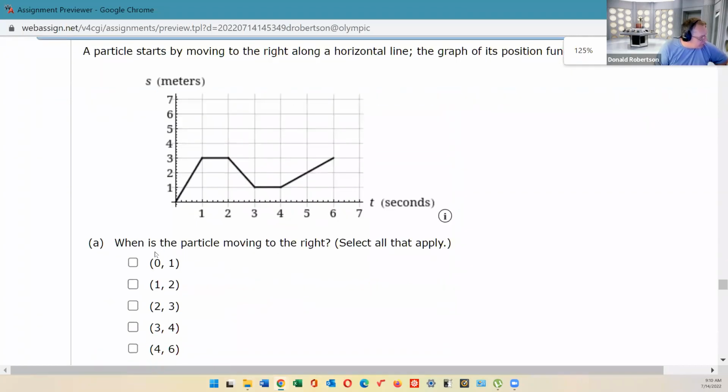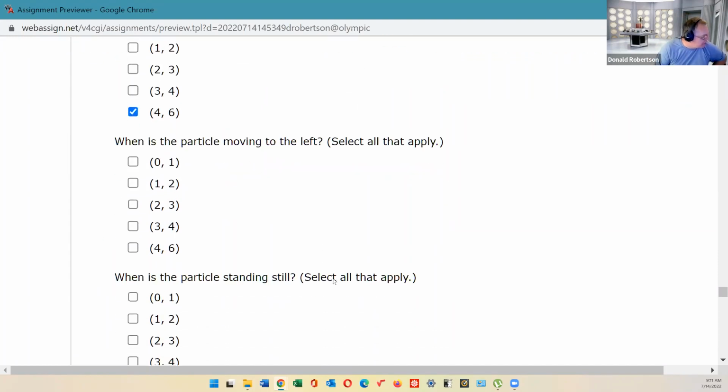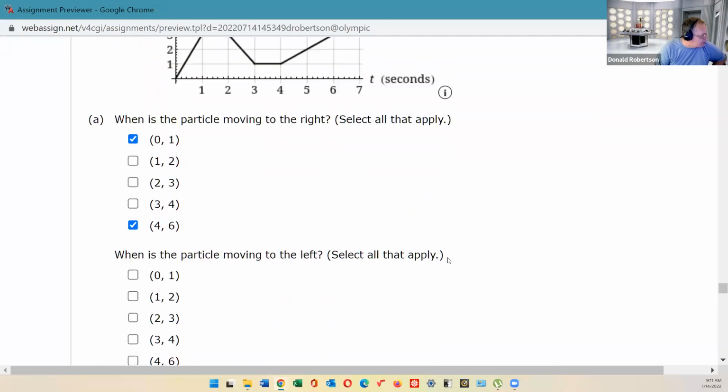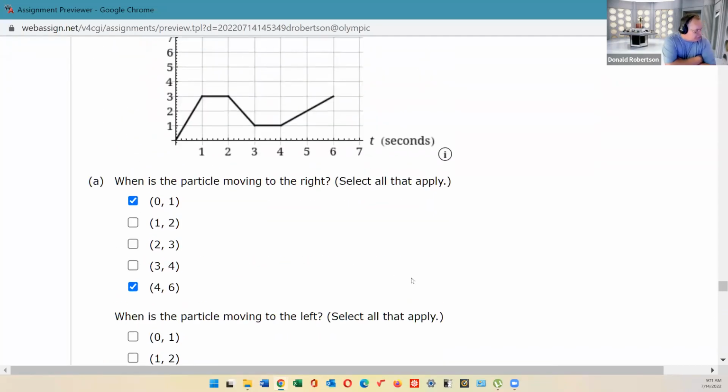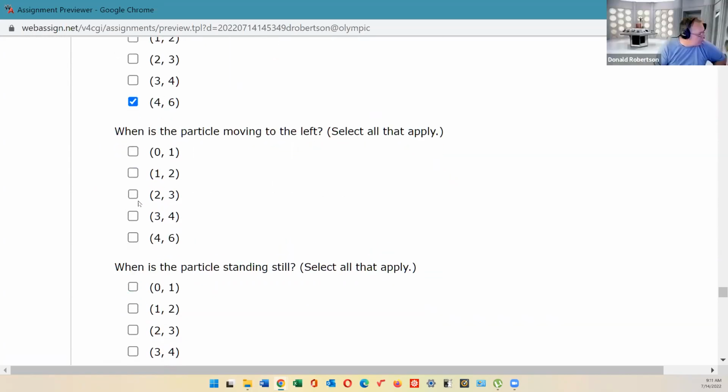So when they ask when is the object moving to the right, only look at slopes going uphill. Would you agree there's a slope from 0 to 1? Check. And from 4 to 6 seconds. Does that make sense now? When is the person moving to the right? Uphill means moving to the right. Downhill means moving to the left. So when is it moving to the left? Okay, tell me an interval when this object was moving to the left. 2, 3. Okay, so I would just click on that.